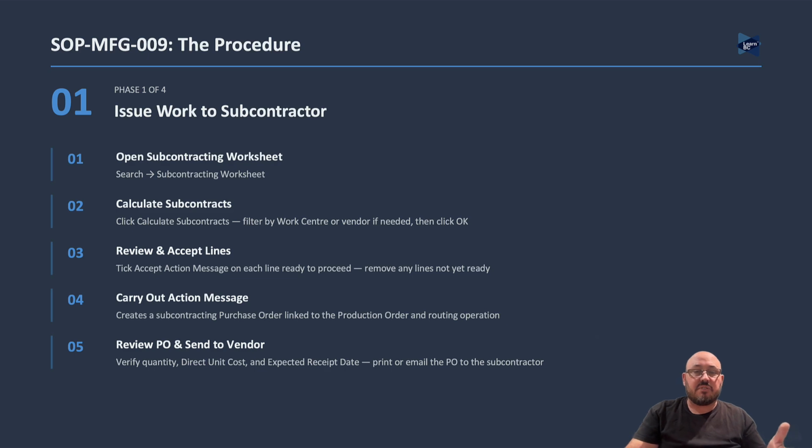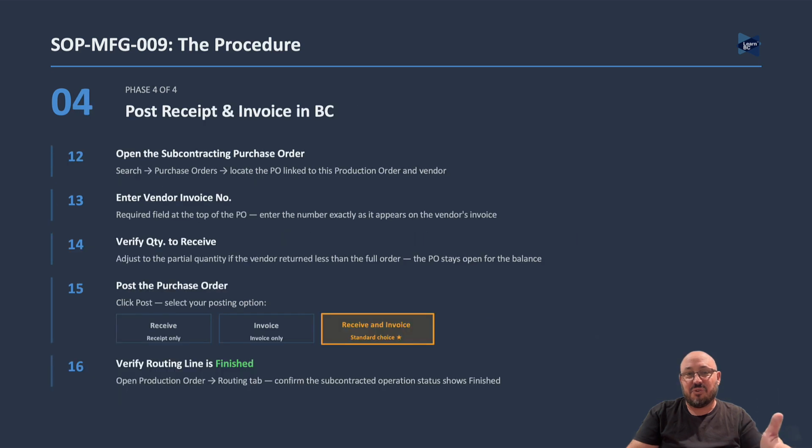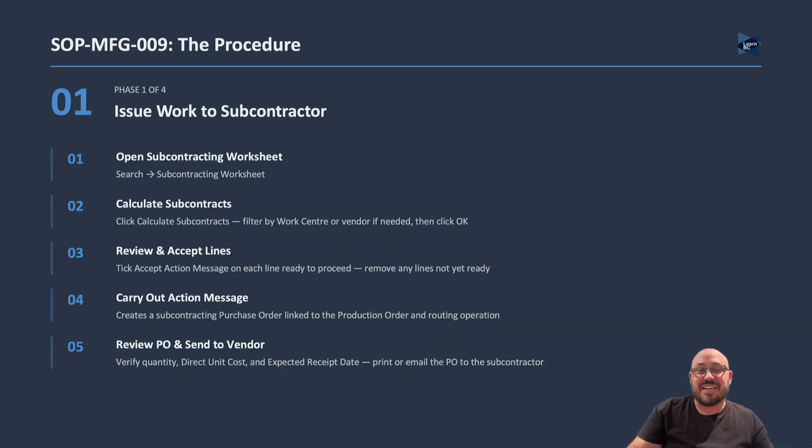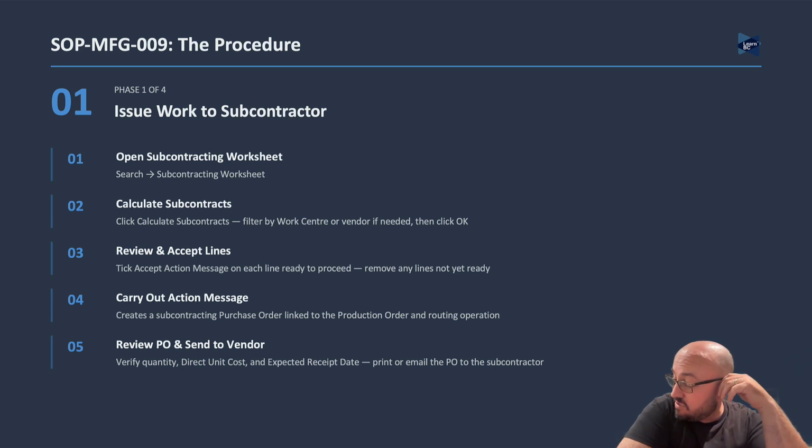Now, the procedure we've split, I'm going to show you quickly. 1, 2, 3, 4. There's a bit involved in this, so for that reason, we're going to take it one step at a time. Issue the work to the subcontractor. Open the subcontracting worksheet. Search subcontracting worksheet.